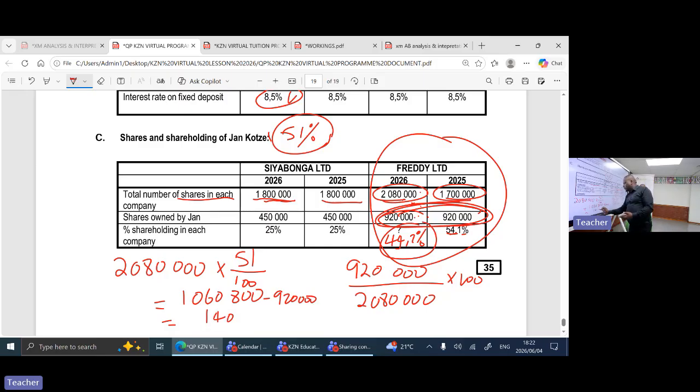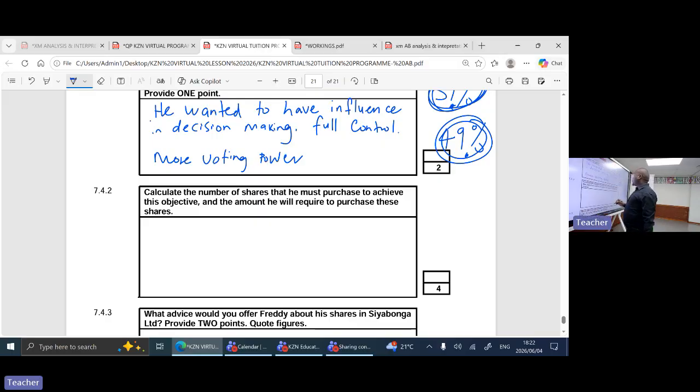Lokhu 140,800. Sorry, 100. The answer here when you are responding to where I wrote it, so it was 2 million. Then you multiply this by 51 over 100, and then to get the total, 2,080,000 times 51 over 100. Then you're getting 1,060,800. Okay, minus 920,000 shares. Then 140,800. So now how much?